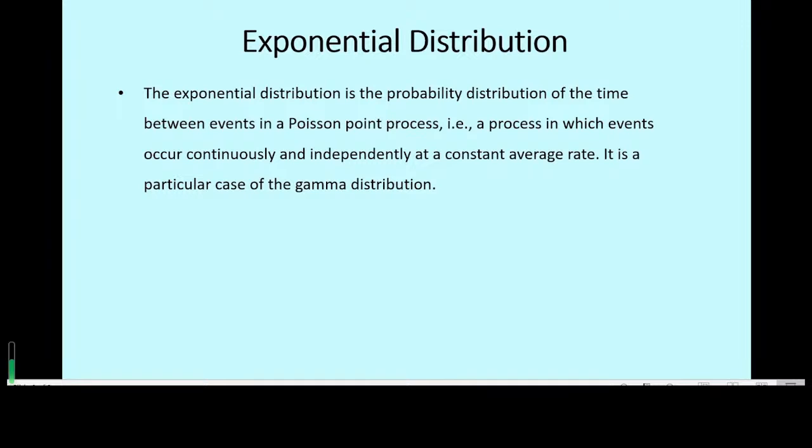The exponential distribution is the probability distribution modeling the time until the next Poisson event comes. The exponential distribution's variable is a random variable larger than 0. It is a particular case of the gamma distribution when alpha in the gamma distribution equals 1.